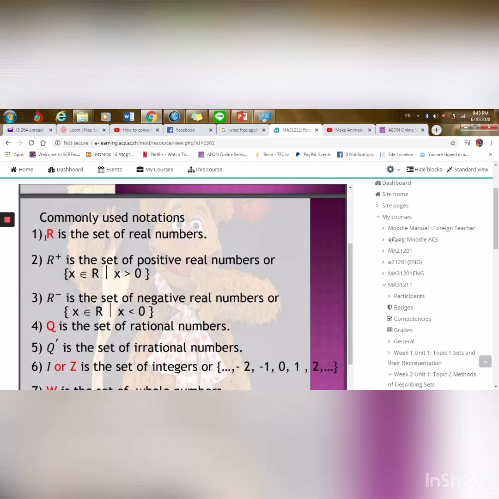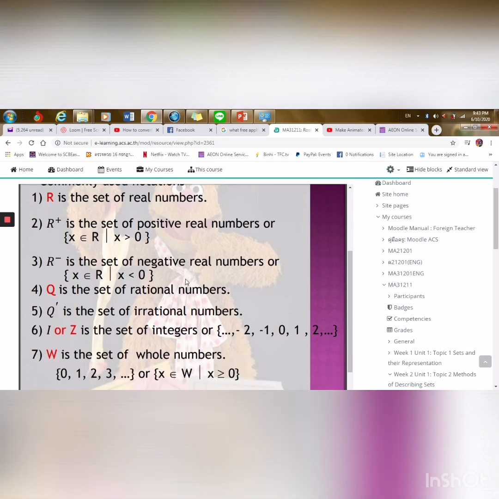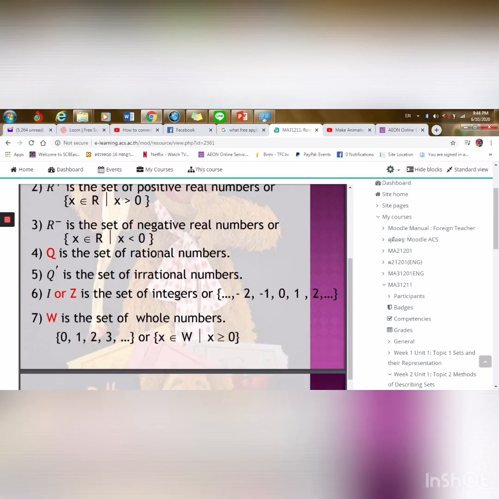Number one, R. The capital letter R is the set of real numbers, and R with a positive sign is the set of positive real numbers. So these are real numbers that are greater than 0. Number 3, we have R raised to the power of negative sign. These are real numbers that are less than 0.